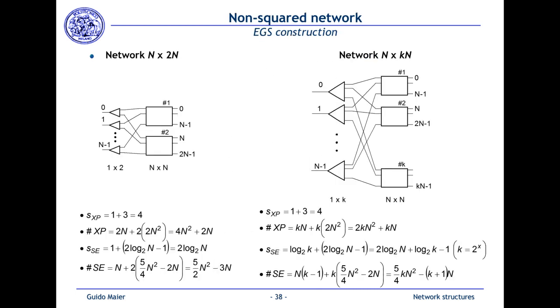In this slide, you can skip because it's very technical. Basically, there is the cost evaluation of the architectures we have already seen, the n by 2 by n and n by k by n. The difference from the first case is that here we assume that these matrices are implemented as EGS networks instead of crossbar tree networks. And so you have total costs that are a little bit different.